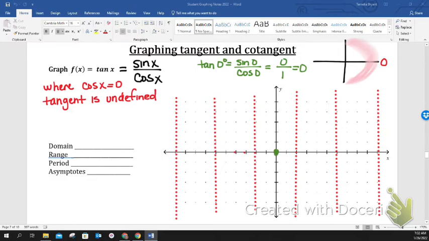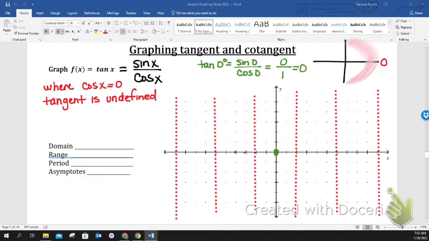So right in between, we have our asymptote. Now, the thing about tangent that makes it really simple is that you have your 45s. I would not recommend that you try to graph the tangent of 30 or the tangent of 60. But the tangent of 45 is really easy to find. What do you think the tangent of 45 would be?